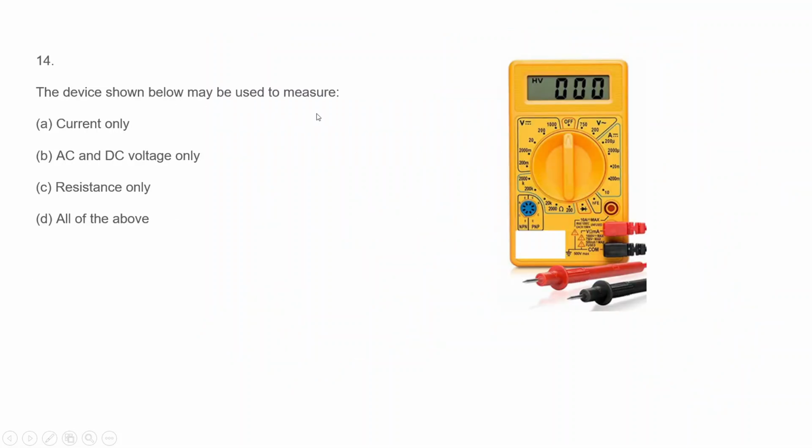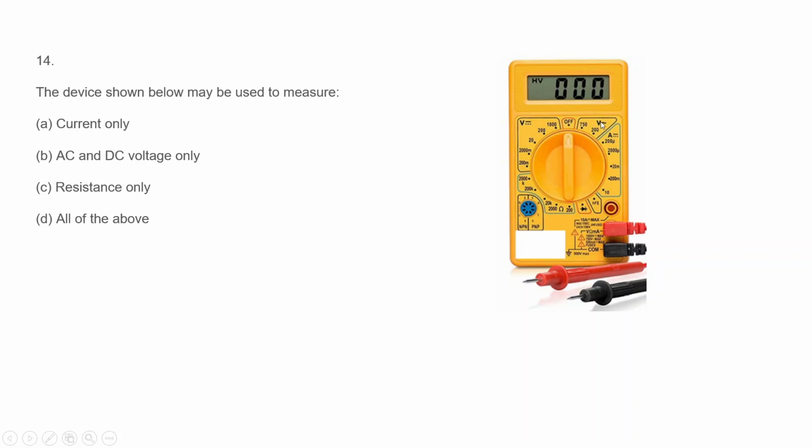The device shown below may be used to measure. They've asked: the device shown below may be used to measure mm, current only, AC and DC voltage only, resistance only, all of the above. So here we can see that this is called a multimeter actually. I hope this image is clear.